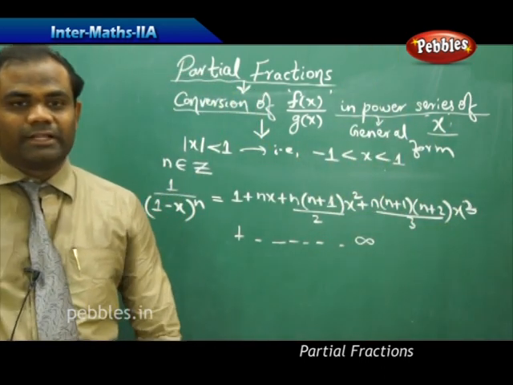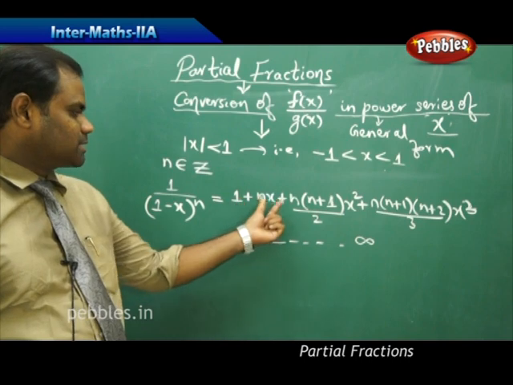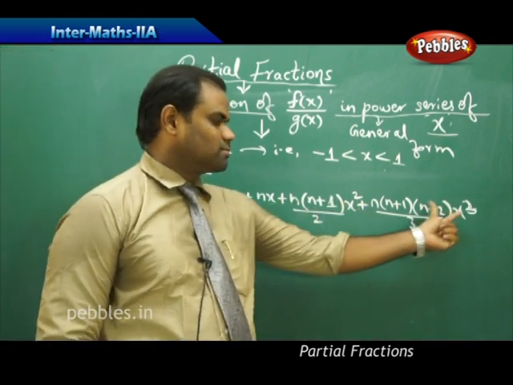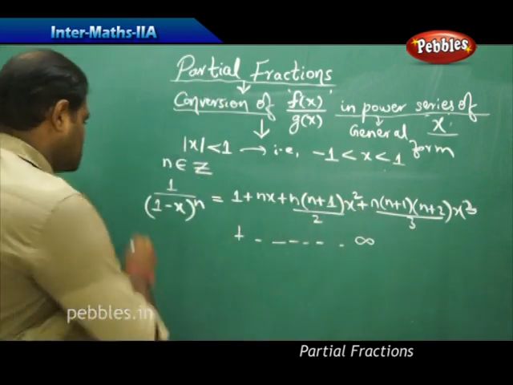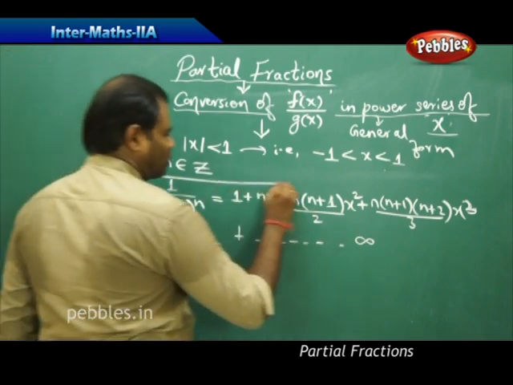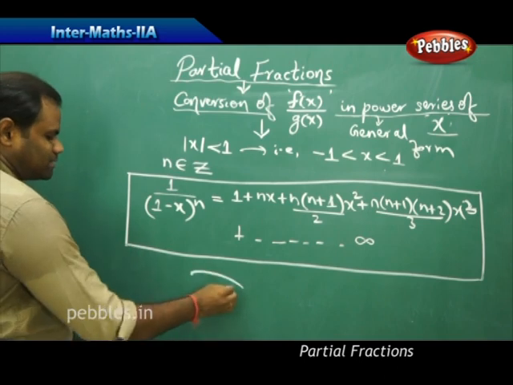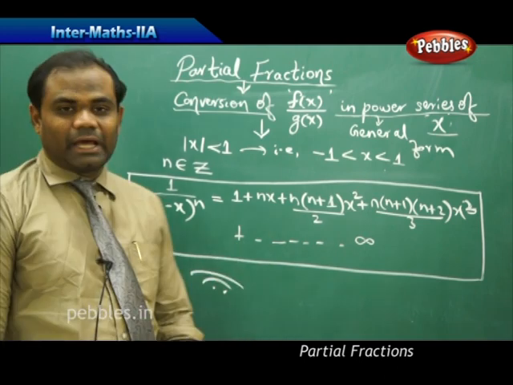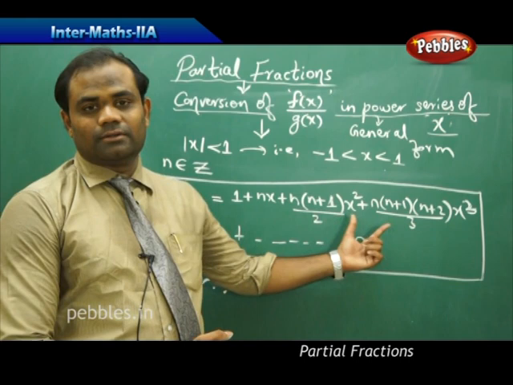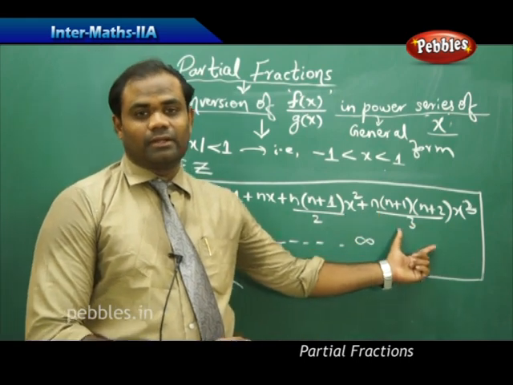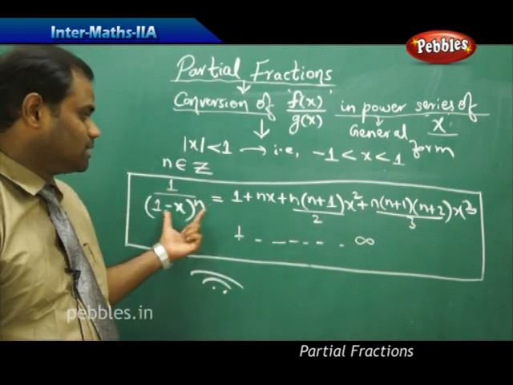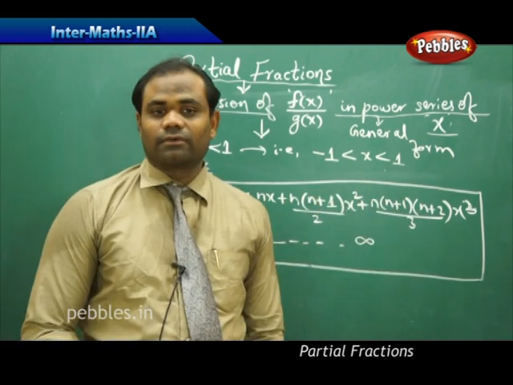This is how we get the expansion, where 1 plus nx plus this times of x squared, this times of x cubed, and so on, is how we identify the formula for 1 by (1 minus x) whole power n as a power series of x. For each n, we substitute on the right respectively for that value of n, and we get this expanded form as a power series of x.